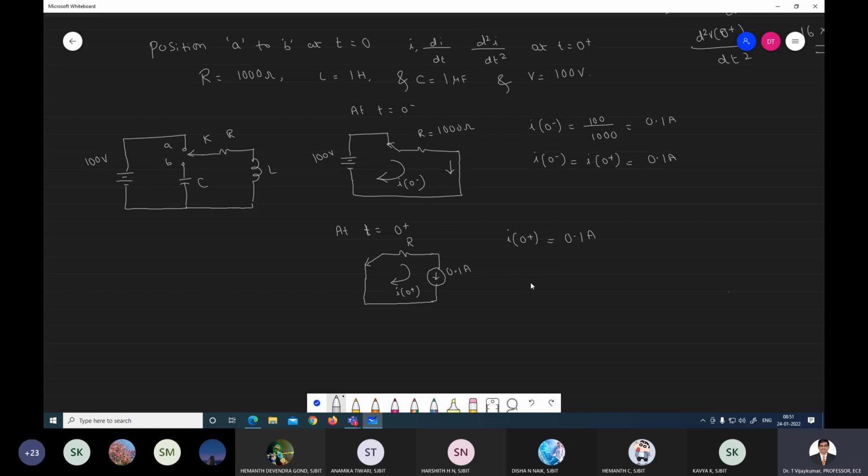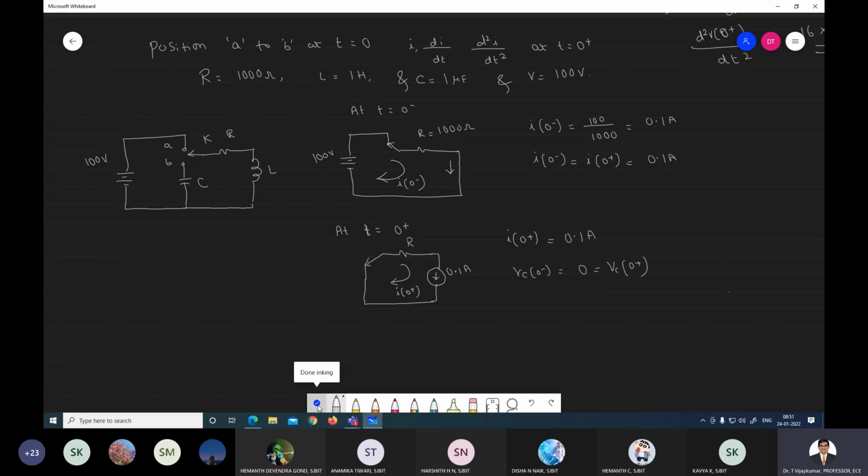Then what is the VC of 0 minus? VC of 0 minus means earlier the switch is in the open position and the capacitor is initially uncharged. Therefore, what is the voltage across the capacitor? 0 volt. What is VC of 0 plus? 0. Yes, immediately after throwing the switch, the capacitor will act as a short circuit. If you measure the voltage, then the voltage will be 0. Therefore, VC of 0 minus and VC of 0 plus will be 0.